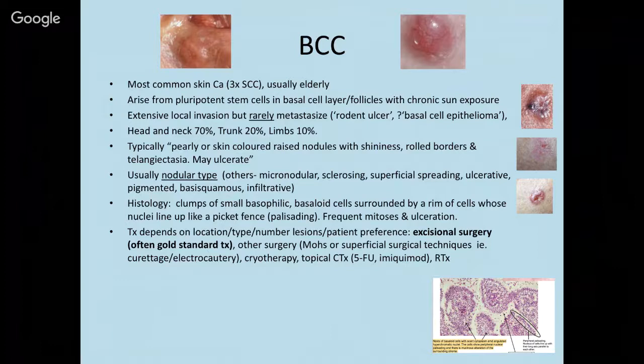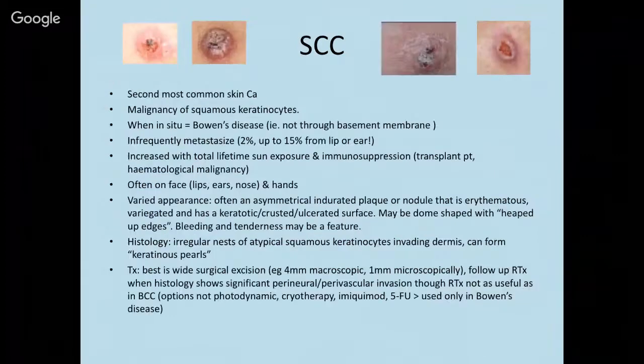The treatment for BCC varies a lot. So if you're in a GP setting, you can just use cryotherapy or liquid nitrogen just to freeze it off. You can do surgery, you can use topical chemotherapy, curettage. Because it doesn't metastasize, we're not as worried about getting it all. So that's why you can use so many different things. And that will depend on the location, the type and number of lesions, and the patient preference.